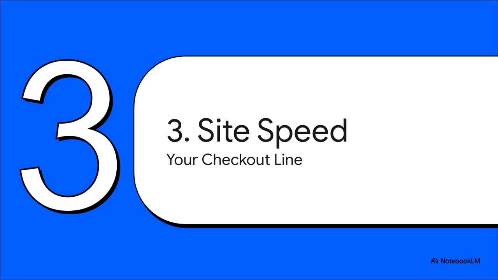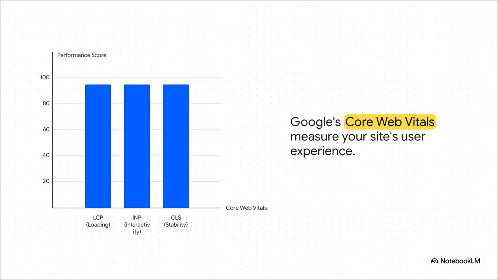Moving on to part 3, and this one is a big one, site speed. The best way to think about this is like the checkout line in a real store. You've got your stuff, you're ready to pay, but the line is a mile long. What do you do? You drop your stuff and you leave. Your website is exactly the same. Google has this thing called Core Web Vitals, which is just a fancy way of measuring how your site feels to a user. Basically, how fast does it load? How quickly can you click on things? And do things jump around on the page while it's loading? Your goal is simple. Get all 3 of these into that green good zone.